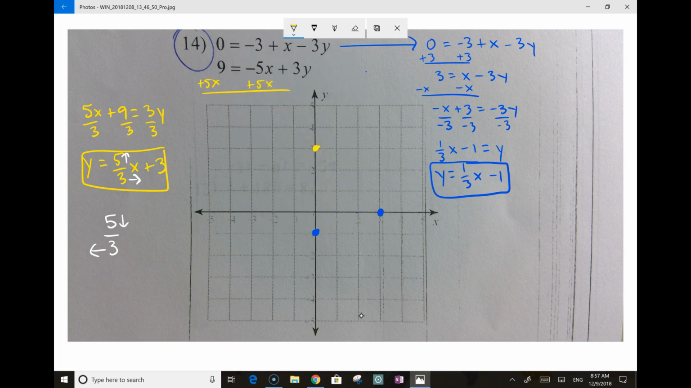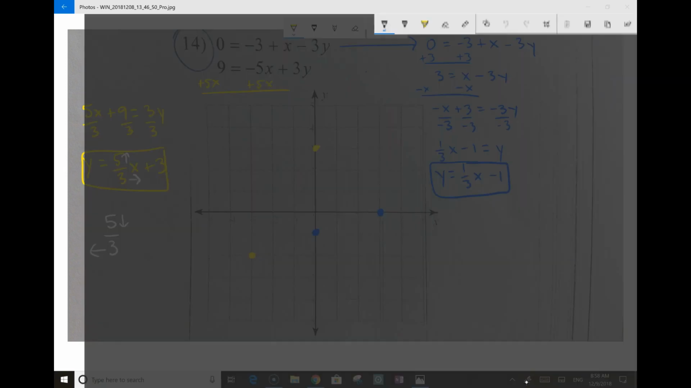So I'm going to apply that right here. So down 5, 1, 2, 3, 4, 5. Left 3, 1, 2, 3. And there's my point. And now I can go ahead and make my line. But before I do that, hopefully you can see where the yellow and the blue lines will converge together at one single meeting point. Let's go ahead and make that line.